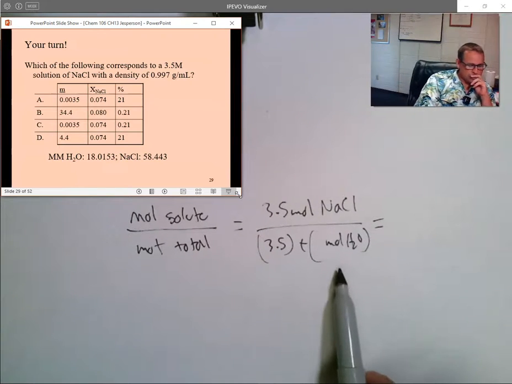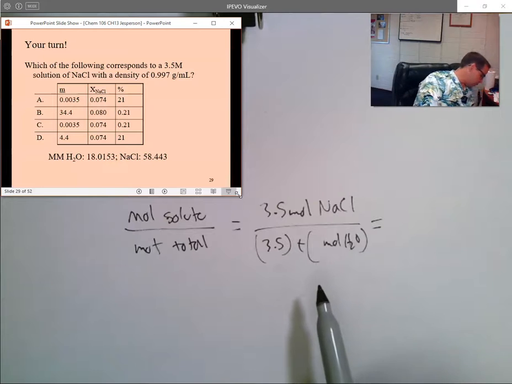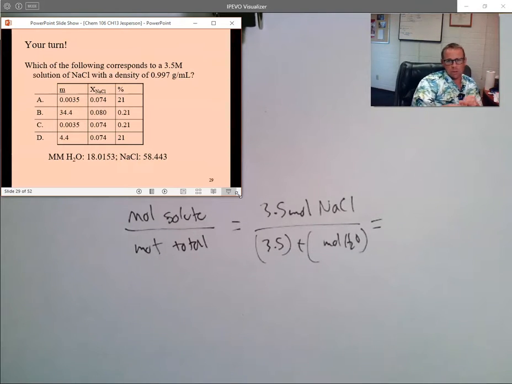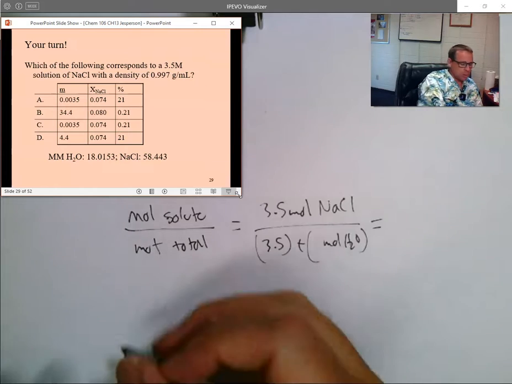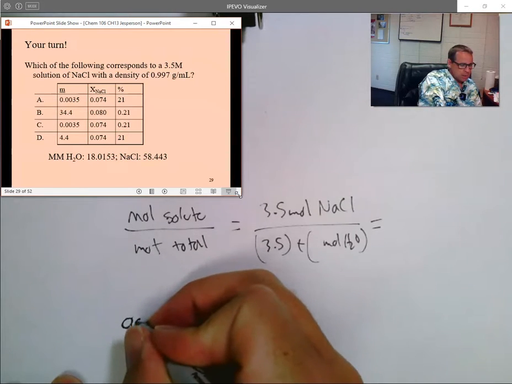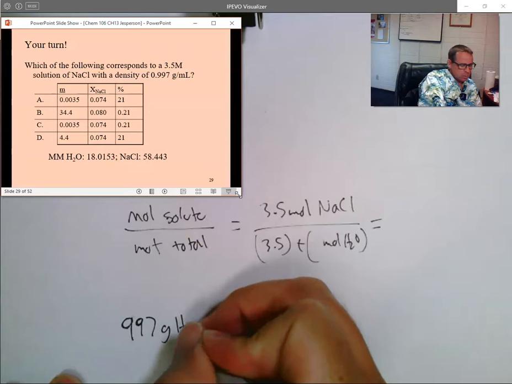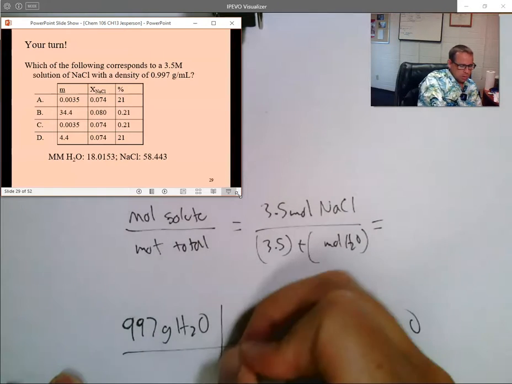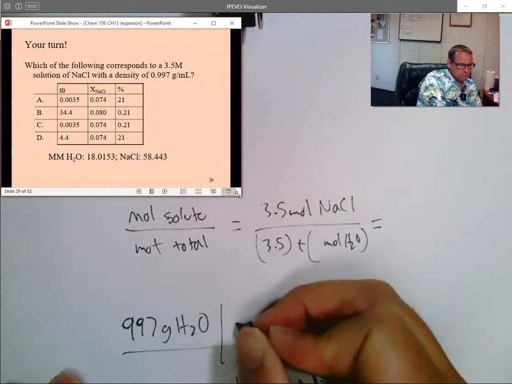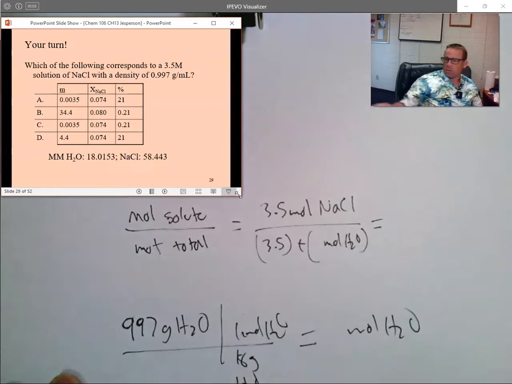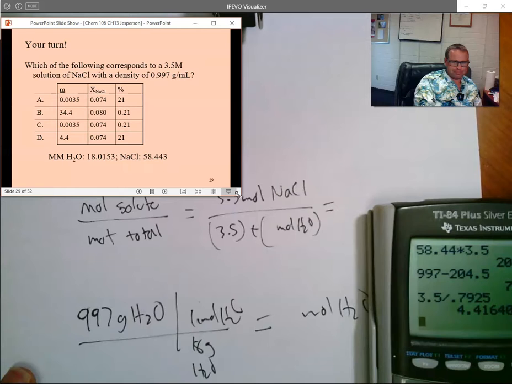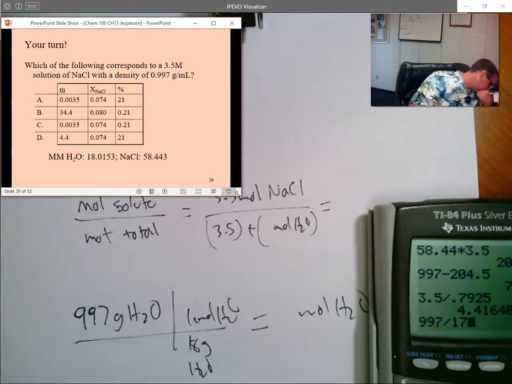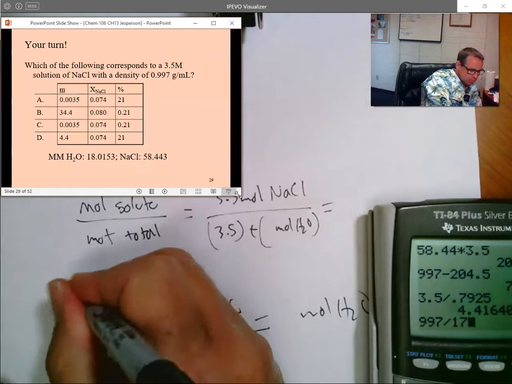So where do we get moles of water? Well, we just calculated that I had 997 grams of solvent. That's grams of water. So 997 grams of water. And if I want to get that in moles of water, then I can go 18 grams of water for every 1 mole of water. And I have a question. Yeah. I thought we found that the grams of water was the 792.5. Oh, yeah, that's right. 792.5.